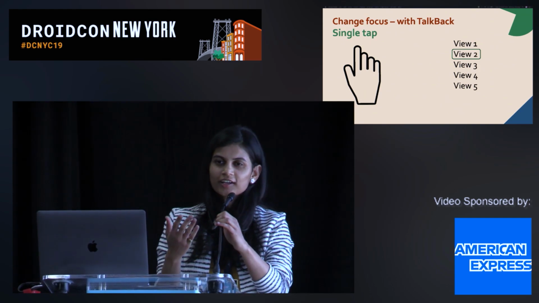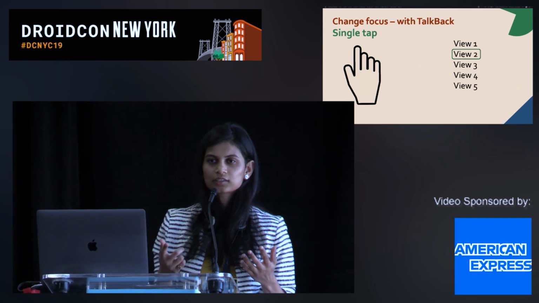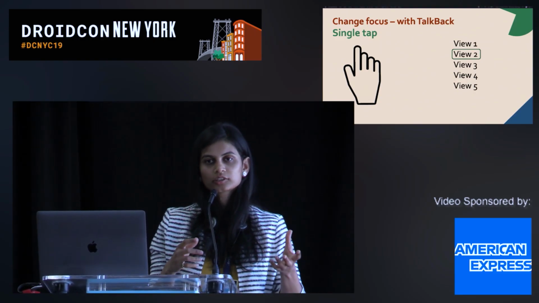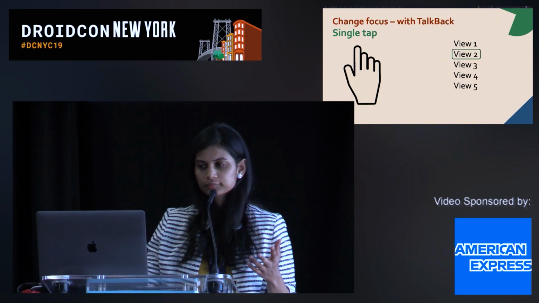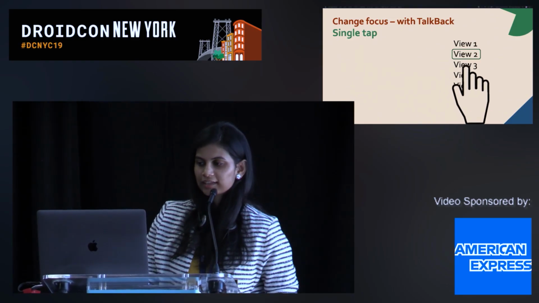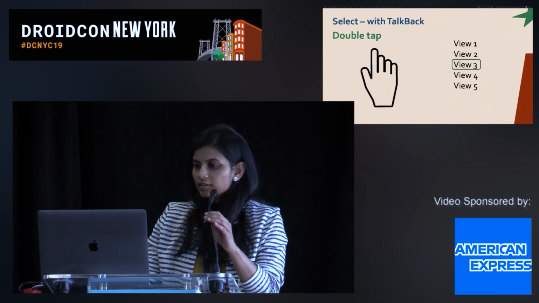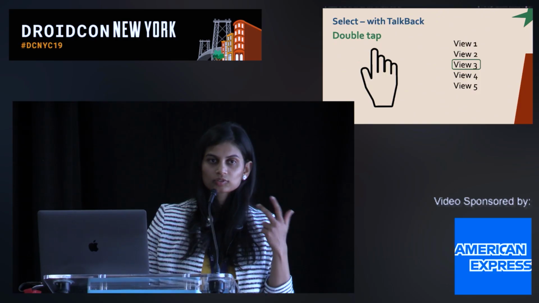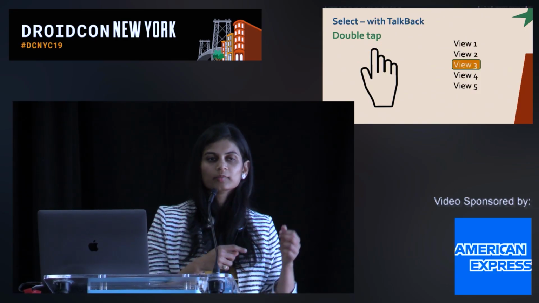Because blind users can't really see your app, you can't just focus on a particular element with a single tap. But people who have sight and are using TalkBack can single tap on an element, and that would gain focus. That's a cute animation my presentation has. And with TalkBack, the way people select something is by double tapping on it. So you double tap on an element and that would select it.